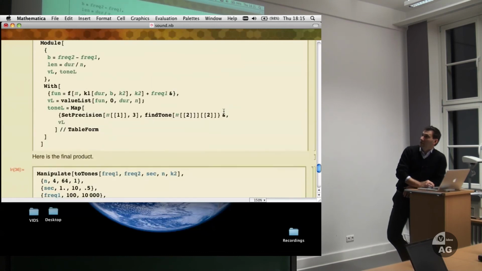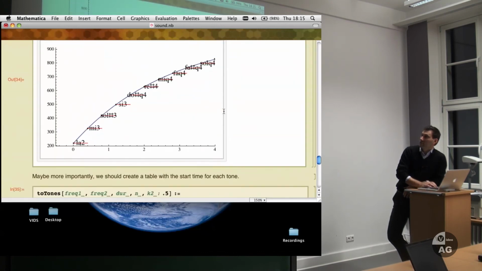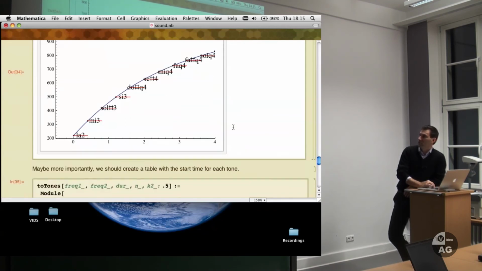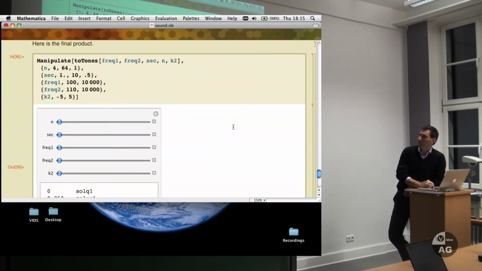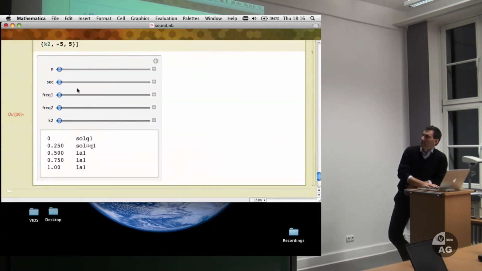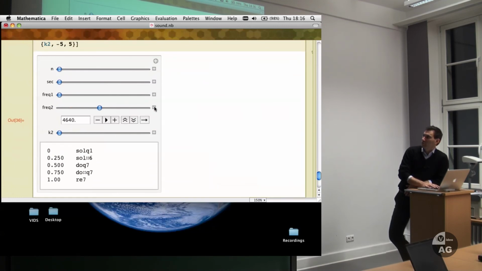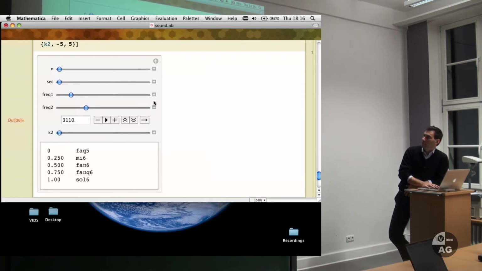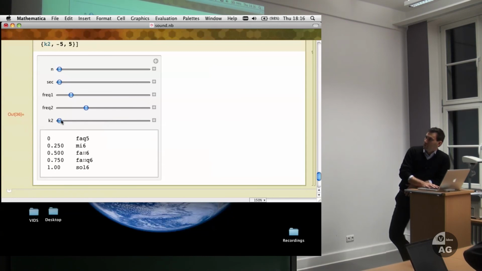So, my friend, since he's a composer, he doesn't really care about something like this. He wants to know when to play something and what to play. He cannot really deduce the attack time from this, so I created this table. Now we have all sorts of sliders: duration, starting frequency, arriving frequency. Well, we cannot see them, but here we have them. Okay, we can hide them. Then we play with our parameter as we change n.